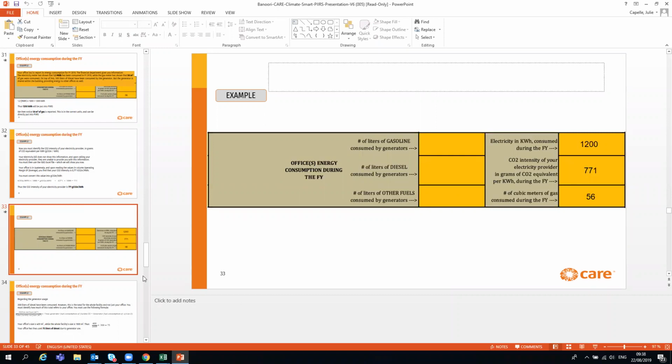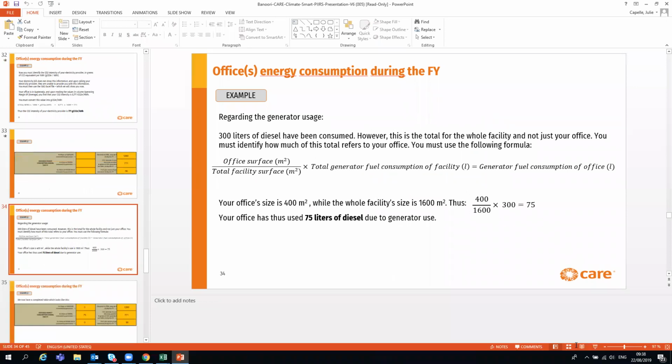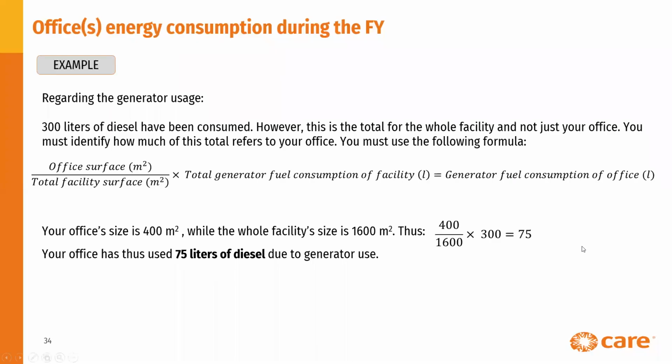We then proceed to the generator usage. So regarding the generator usage, 300 liters of diesel have been consumed. However, this is the total for the whole facility and not just your office. You must identify how much of this total refers to your office. So you must use the following formula.